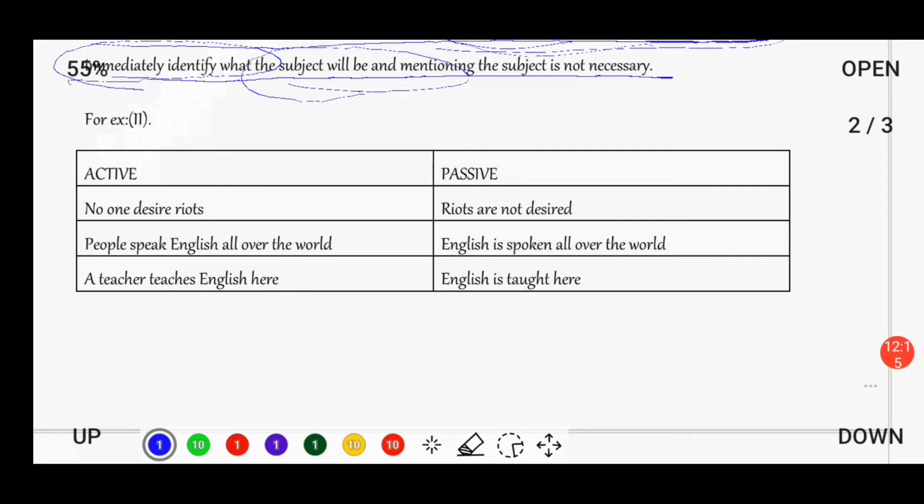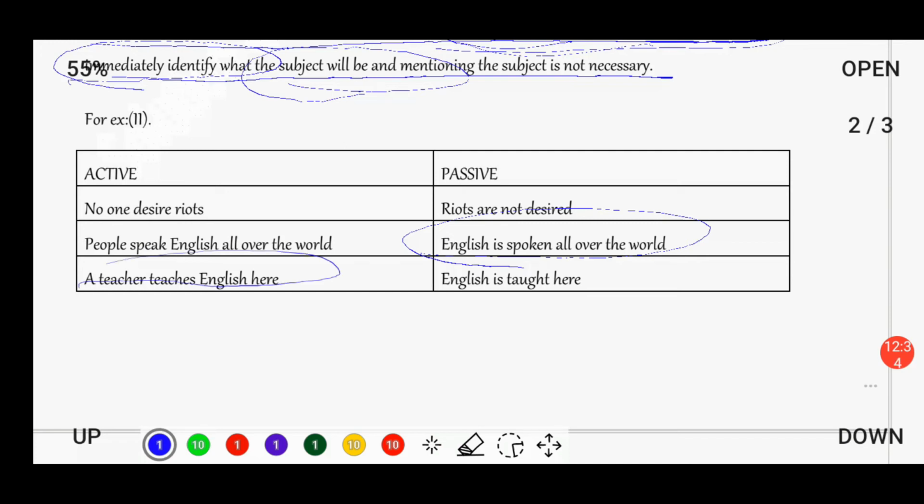And the reader will also immediately understand that English is spoken all over the world by people. So we do not like to mention "by people" here. It is for making the sentence effective, short and impressive also.